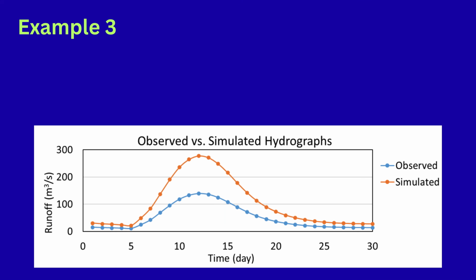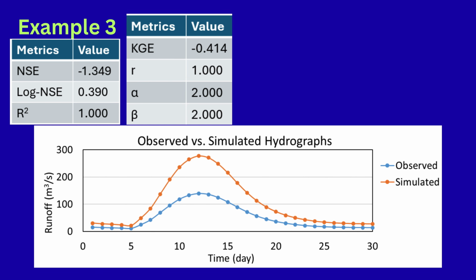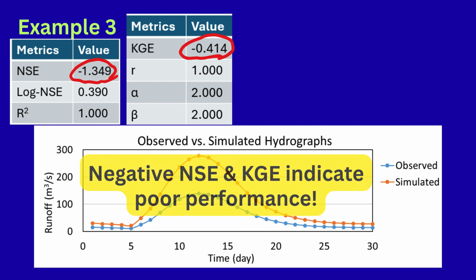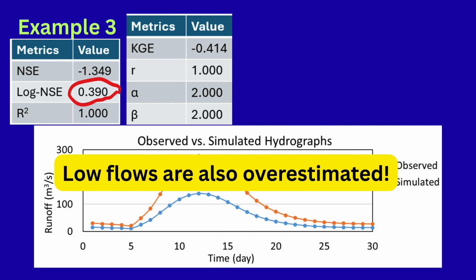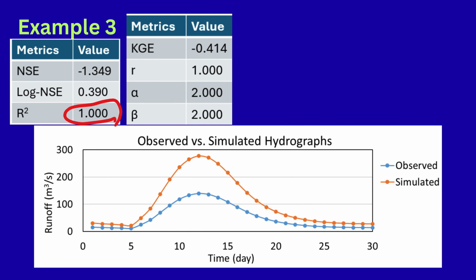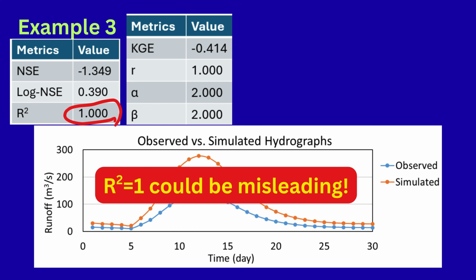Our third example is the case that our simulated hydrograph is double of the observed value. So it's a systematic error again. So if we look at the parameters, NSE and KGE have given negative values, an indication of a very poor performance. If we look at the Log-NSE, it is also not that good because we have overestimation in the low flows as well. And interestingly, R square gives a perfect value of 1, which could be deceiving if we just rely on R square as our only performance metric.